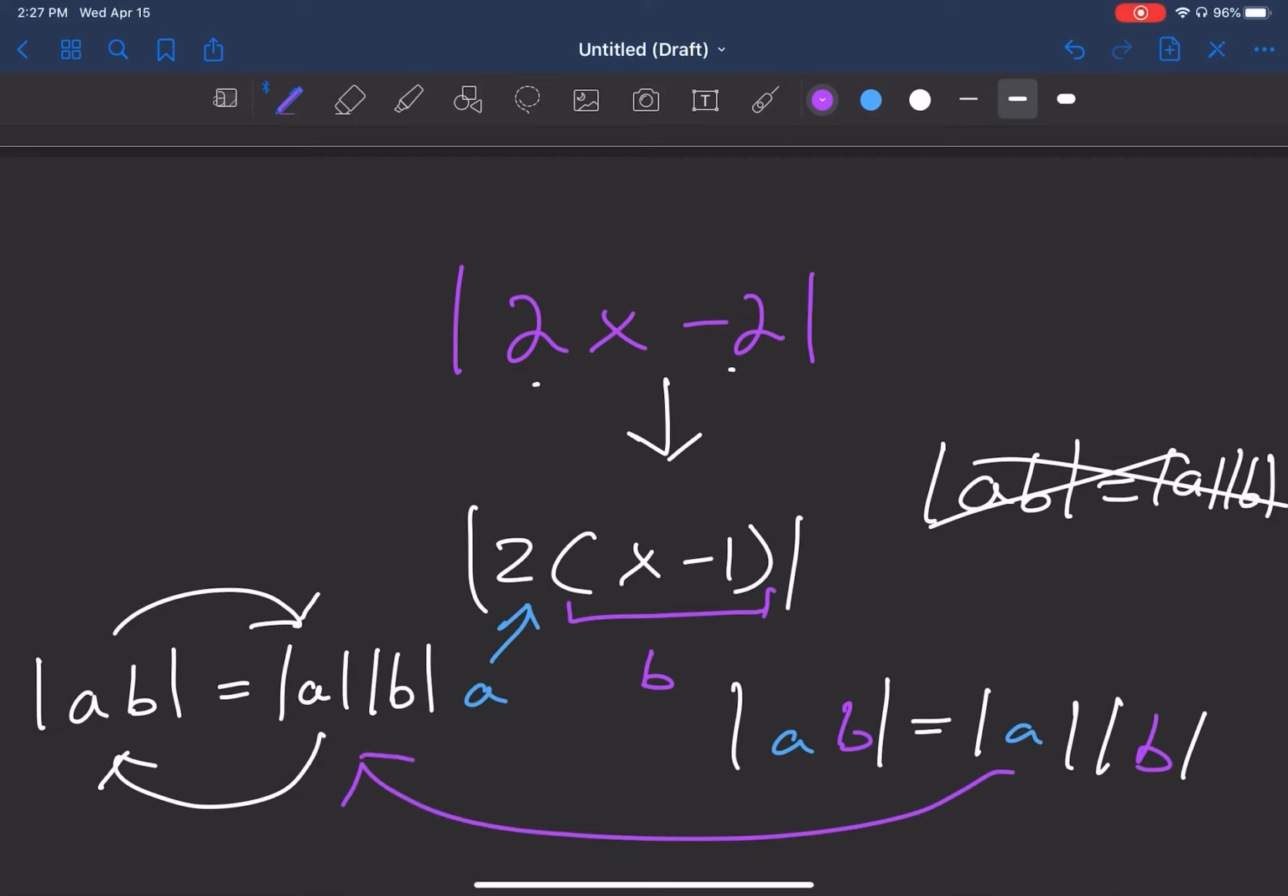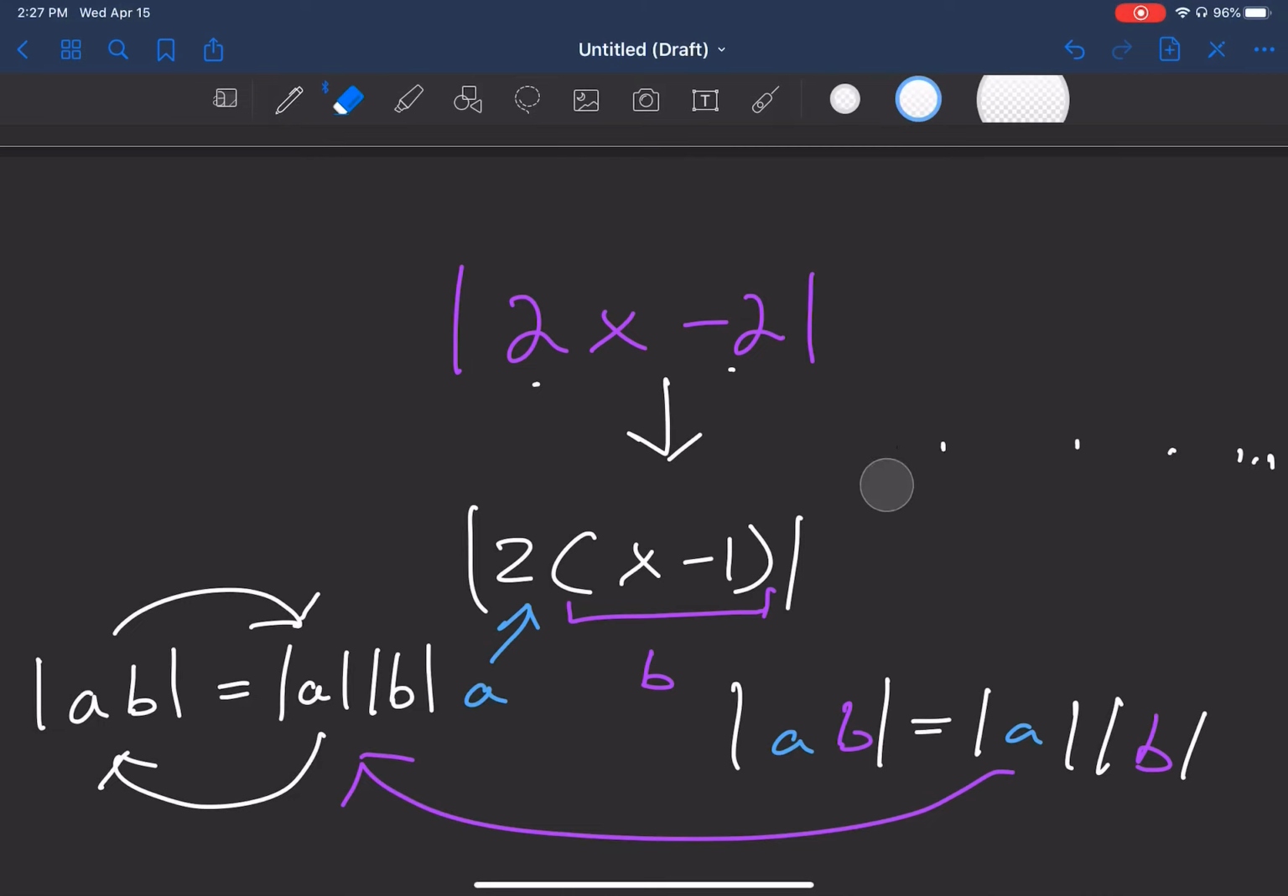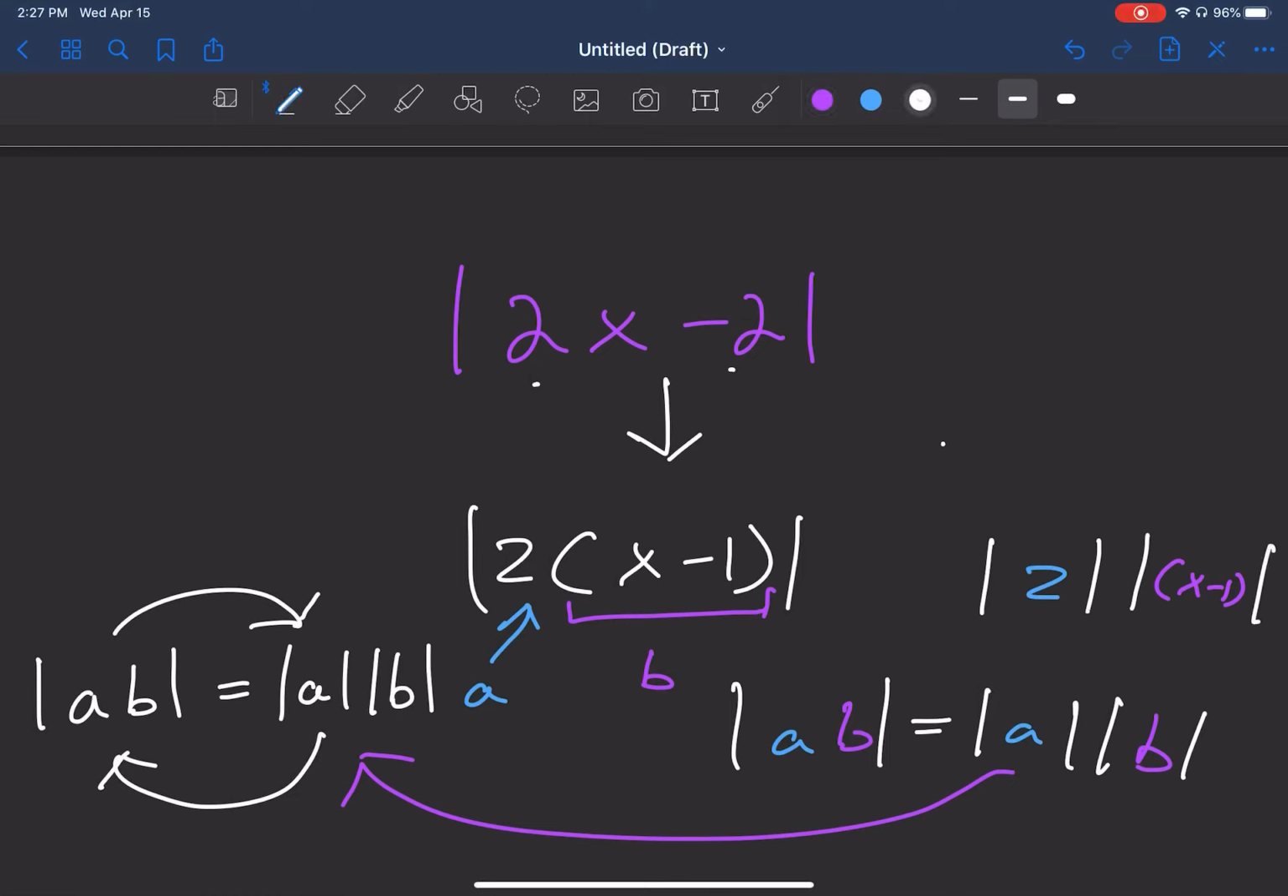Now, let's be careful, because this is cool. What is our A? Well, your A is 2, so I'm getting the absolute value of 2. And what is our B? Our B is x minus 1, so it's times the absolute value of x minus 1. Now, of course, the absolute value of 2 is just 2. And this is still the absolute value of x minus 1, which we're not done with. We haven't solved yet.